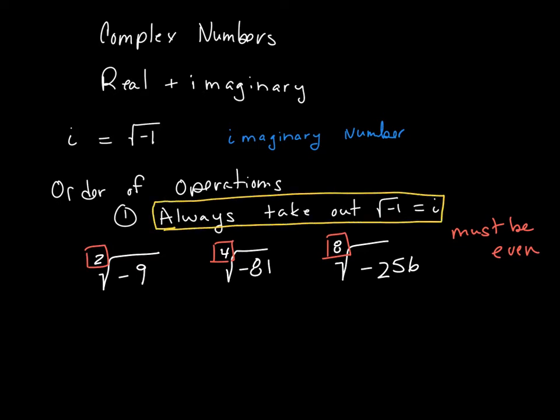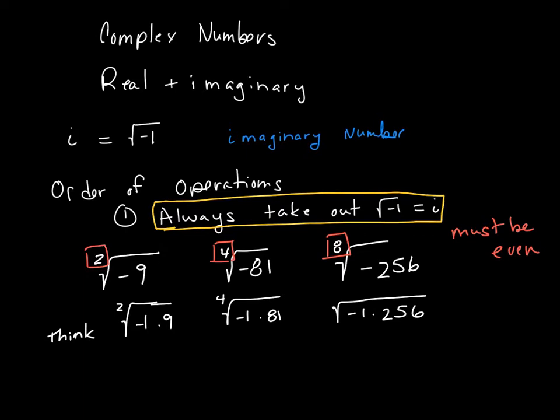So in essence, this is a process, the step that I want you to go ahead and think. Think of this as -1 times 9. Think of this as -1 times 81. Or this as -1 times 256. So this -1 always comes out, and it comes out as i.